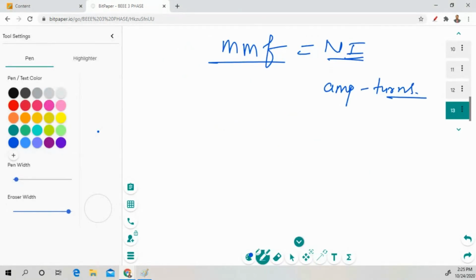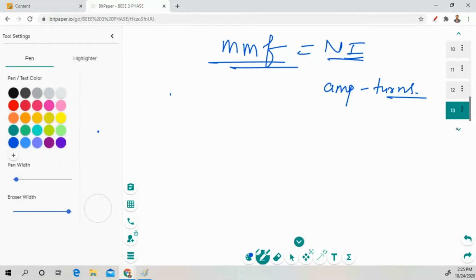Ampere turns. The magnetic pressure which sets up or tends to set up magnetic flux in a magnetic circuit. Or we can represent it as the work done in moving a unit magnetic pole. Or it is in Webers. So have you understood this? What is magnetomotive force?